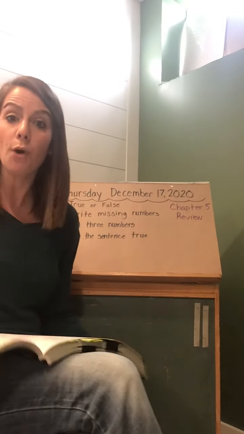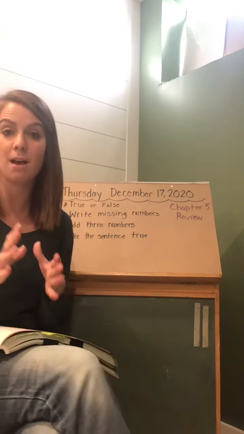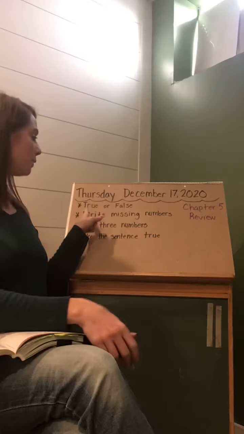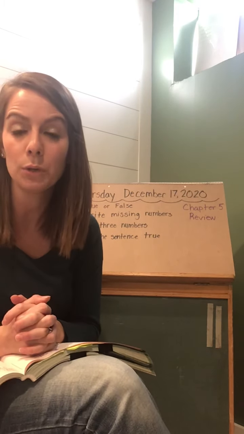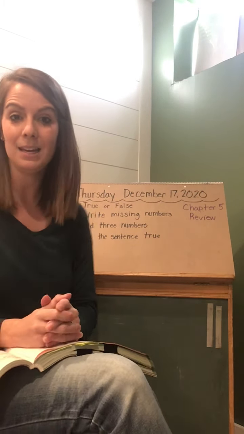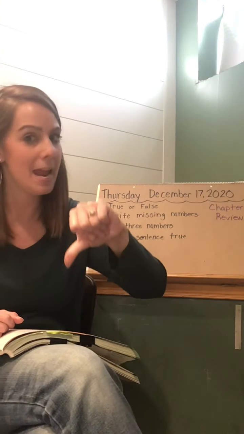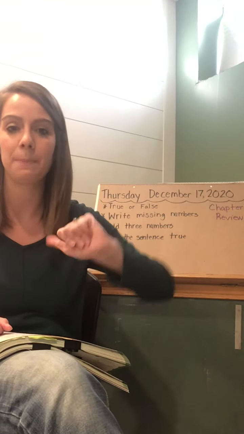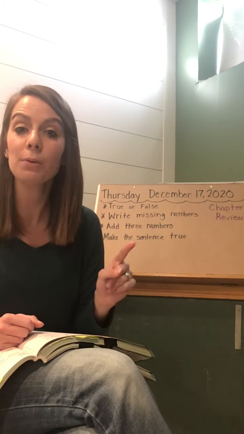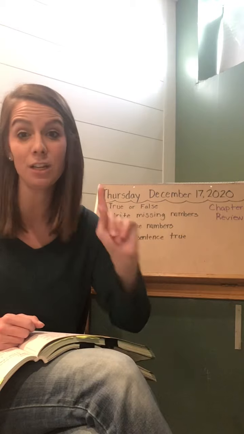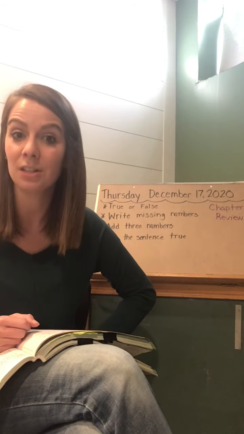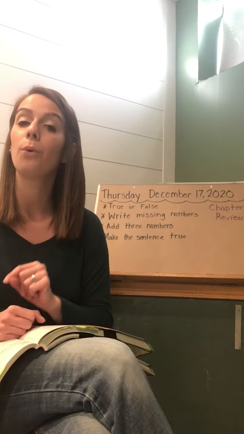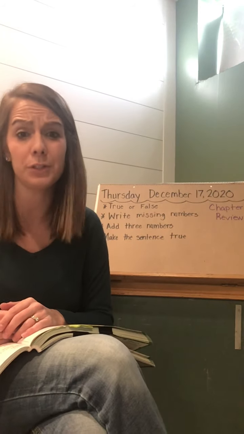Okay, so just to go over some of the main things that we talked about in this chapter, let's remember, we learned about true or false. If something is true, that means it is correct. It's right. Now, if something is false, it's not correct. No good. Now, when we look at a number sentence that has the answer, we could say, is this true? Remember, that's another way of saying, is this right? Is this correct? You could say, yes, that's true. Or if it's wrong, you could say, no, that's false.